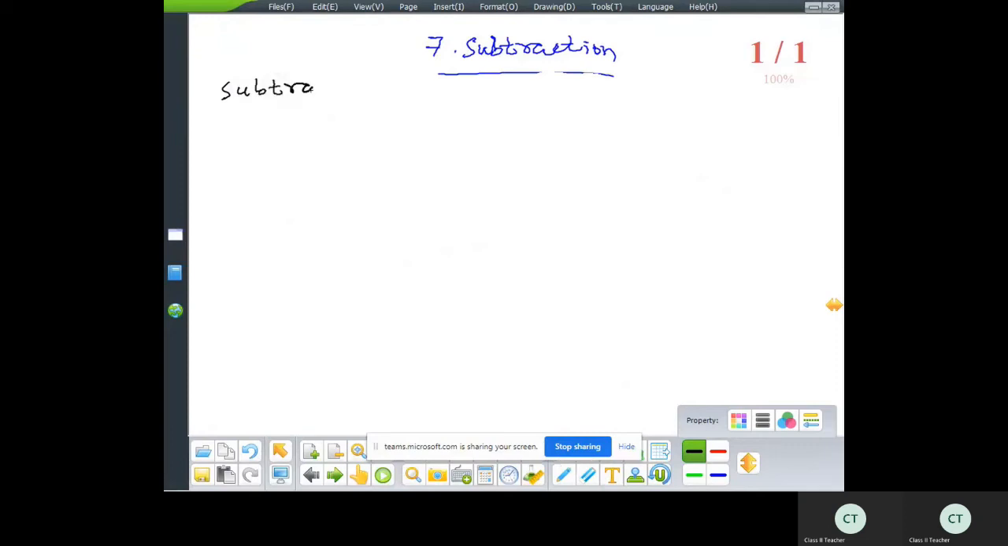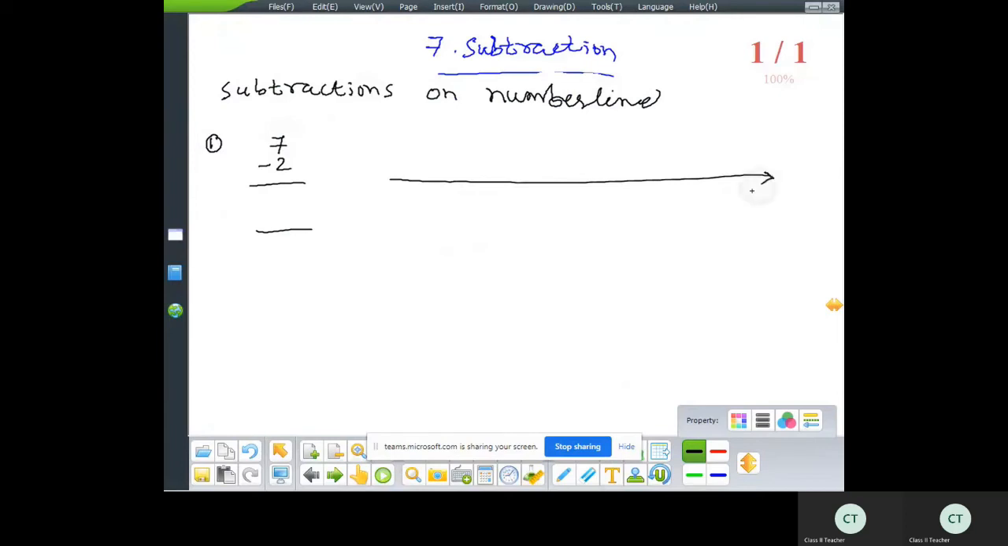Subtraction on number line. First one, 7 minus 2. Here, which is the bigger number? 7 is the bigger number. Try a number line.